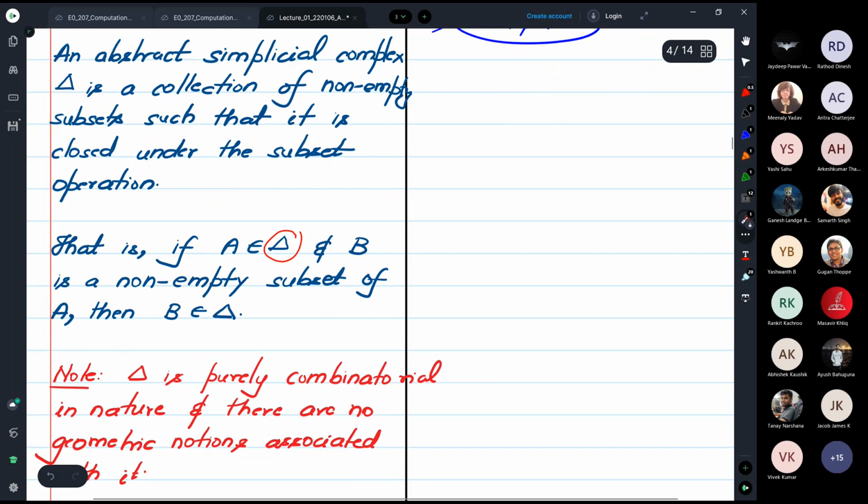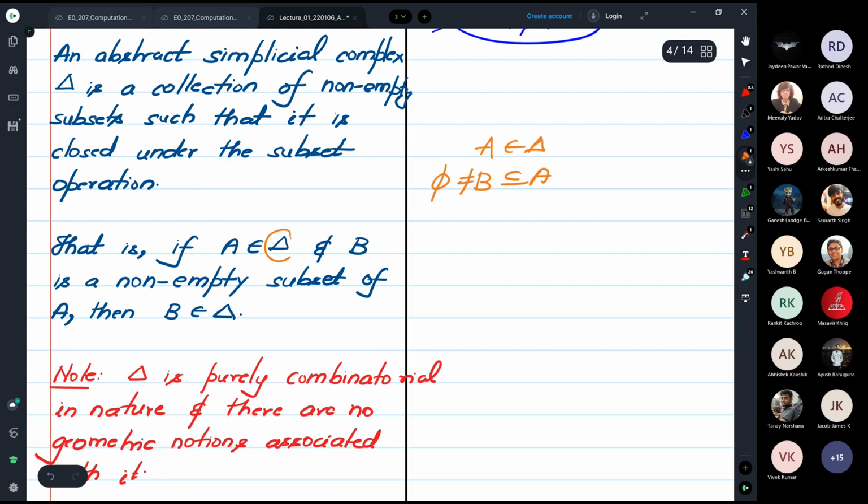We have been given a collection of subsets. Let's say A is an element of this collection. So A itself is a non-empty subset. And let's say B is another set, which is a non-empty subset of A. So A belongs to delta and B is a subset of A, and we know that B is non-empty.